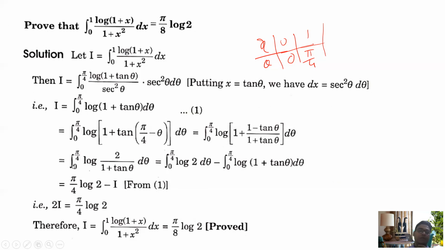So if I transpose to the left side, what you get is 2I equals π/4 log 2. Therefore I, the integral from 0 to 1 of log(1 + x)/(1 + x²) dx, equals π/8 log 2. This is also a very good example for your exam purpose. Try to practice similar types of questions.